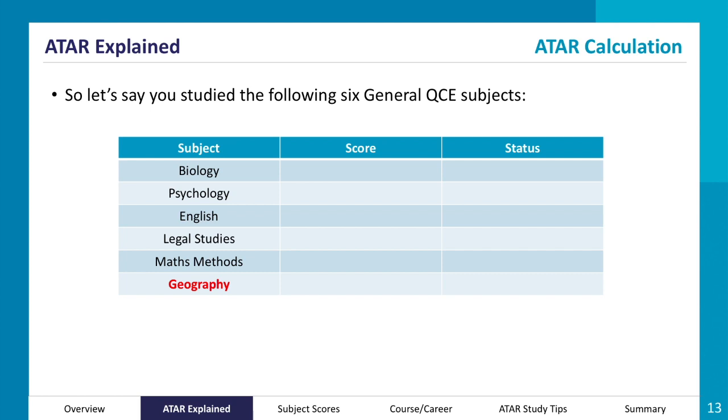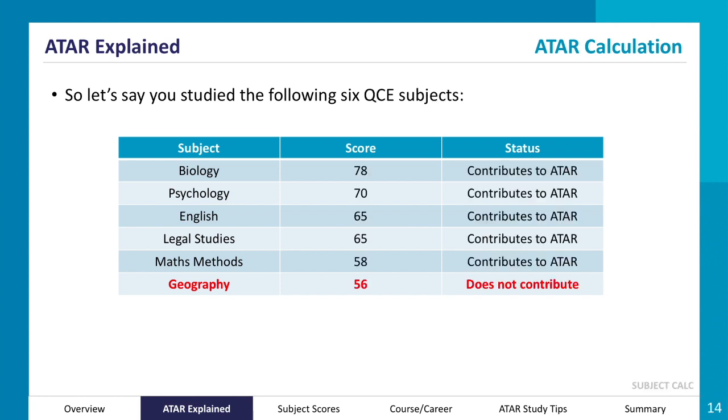In terms of score calculation though, let's say there was a student who studied these 6 subjects. So bio, psych, English, legal methods, and geography. Pretty good range of subjects, and they do consistently well across the year. So you can see their scores here, 78 in bio, 70 in psych, 65 in English, all the way down to 56 in geography. Now that's not necessarily a bad score, but as you can see, it's this particular student's 6th best. That is, it's not in their top 5 subjects. And as a result, it does not contribute to the ATAR at all.